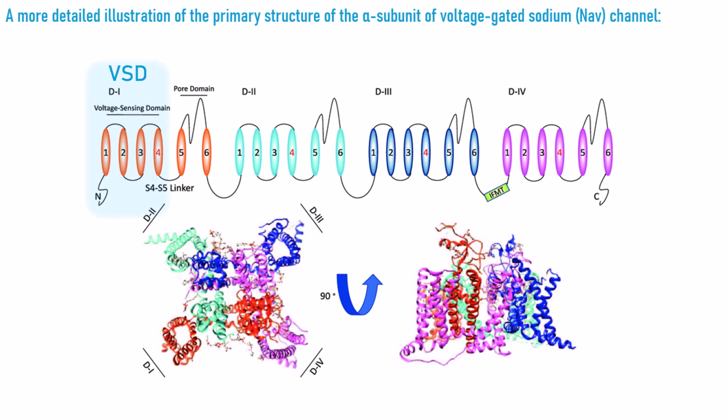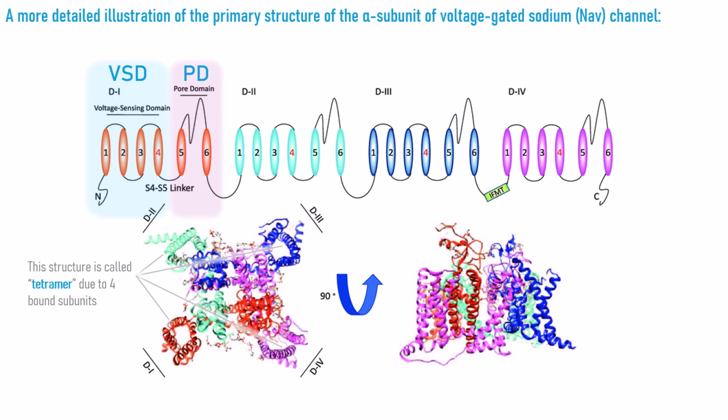The channel has 6 segments from S1 to S6, and the VSD is formed by S1, S2, S3, and the S4 helix, pocketed among these 3. S4 is the one that moves and opens the gate, the so-called pore domain, or PD, at S5 and S6.